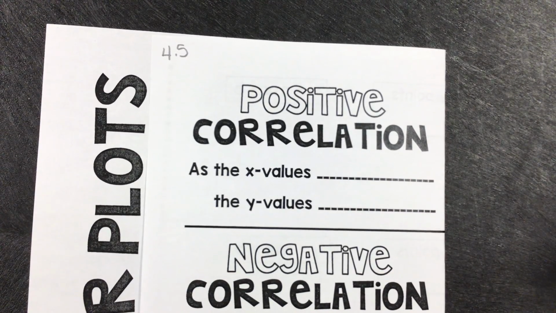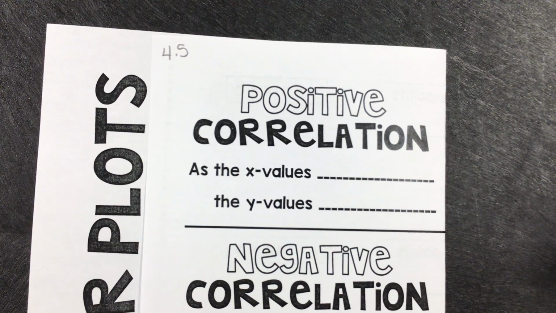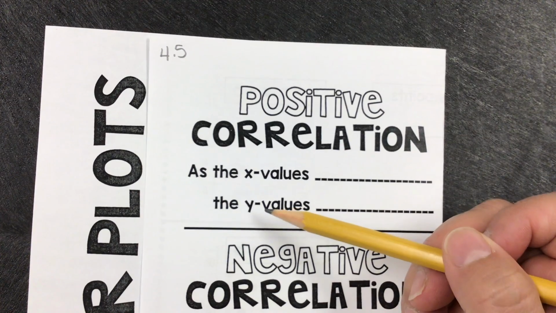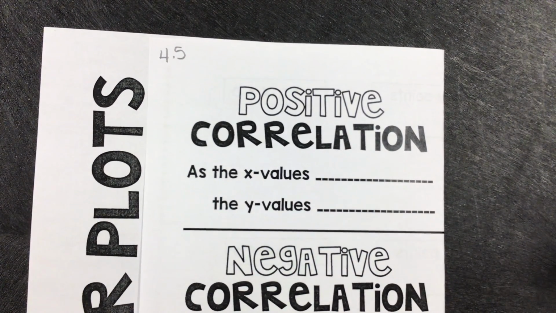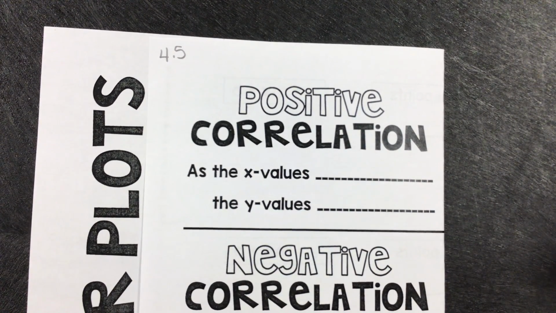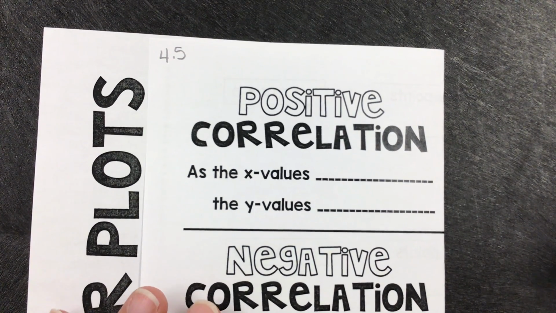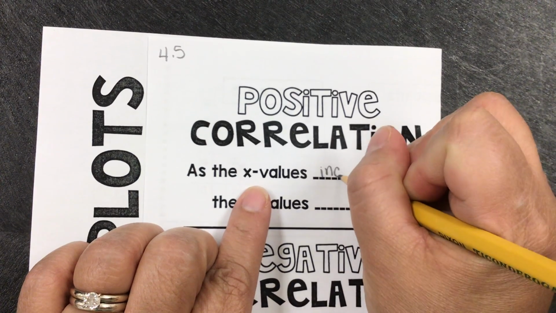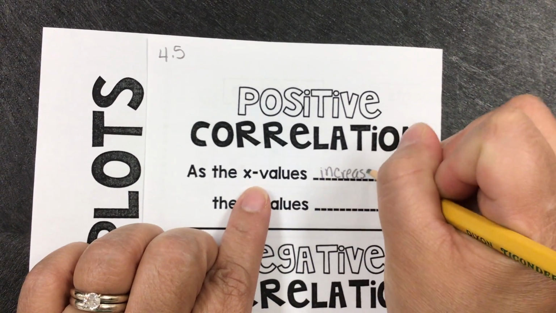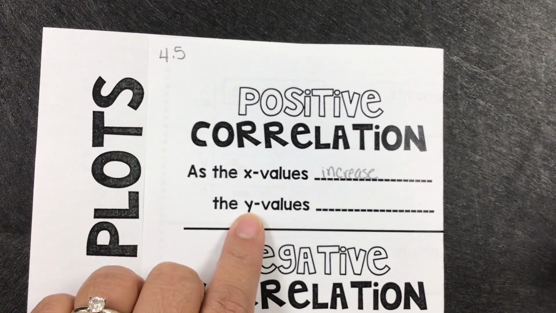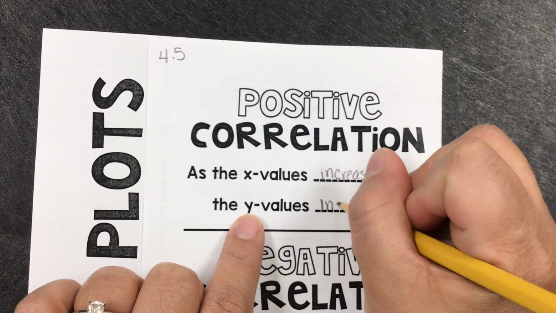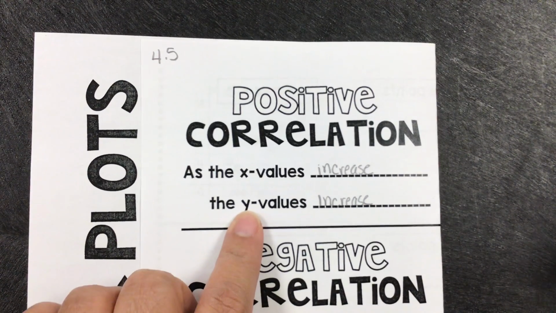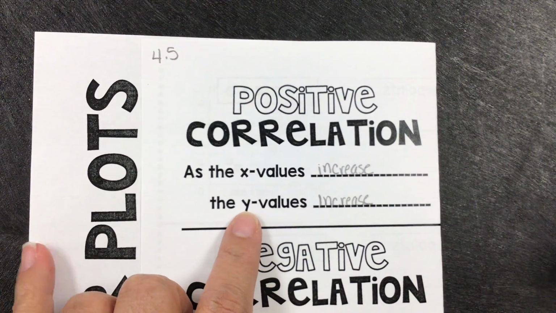We're also looking at the relationship between two variables. We're going to look at variable x and variable y, no matter what they are. And a positive correlation is like a positive relationship. When the x's increase, the y values increase. And that's usually what we think of when we have a positive correlation.